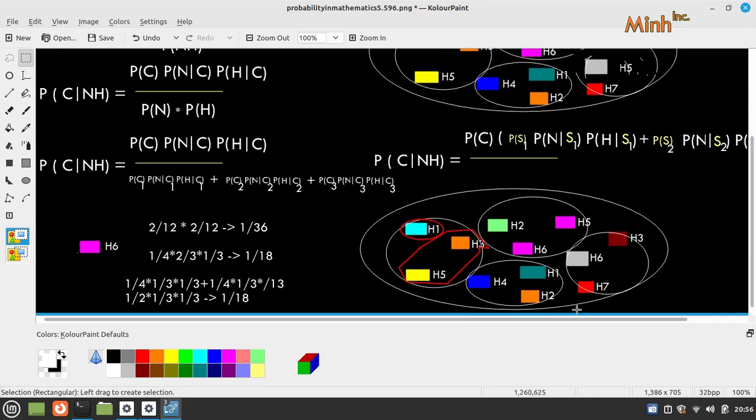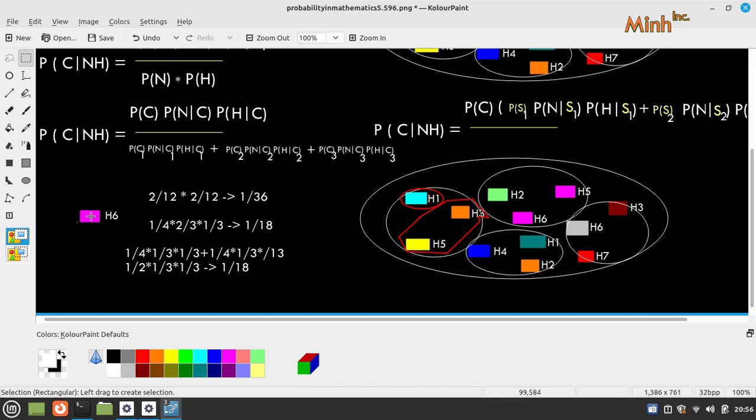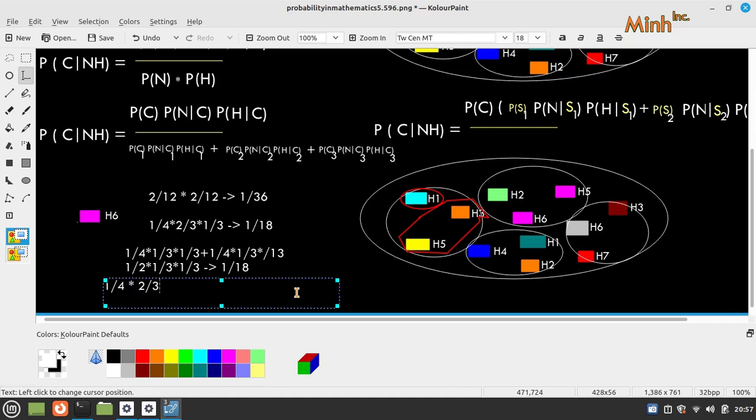Okay. Now we'll proceed. If that is the scenario, then the probability would be 1 by 4 into 2 by 3 into 2 by 3. If that is the case, then it will lead to 1 by 9. Far better.